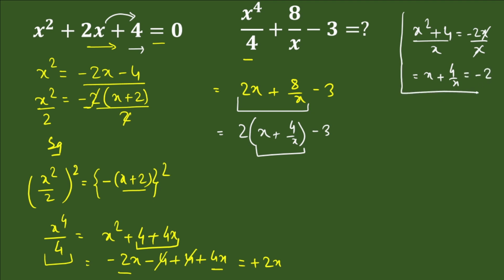So here we have calculated this value. Now again we'll substitute x plus 4 over x. So we have 2 multiplied by the value of this term, which is negative 2. So it is negative 2 minus 3. Now simplifying this, 2 multiplied by negative 2 is negative 4 and negative 3. So it is negative 7. So the value of this expression we have calculated is negative 7, and this is our answer to this problem.